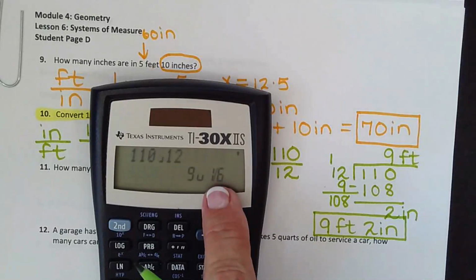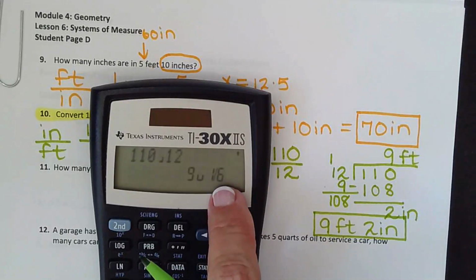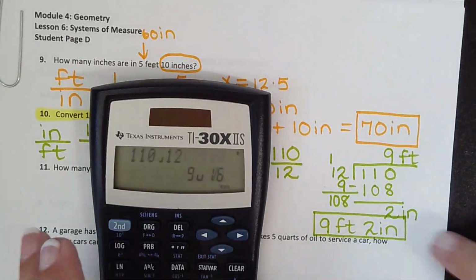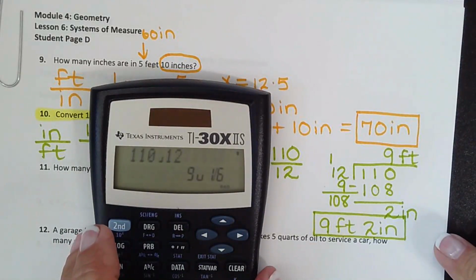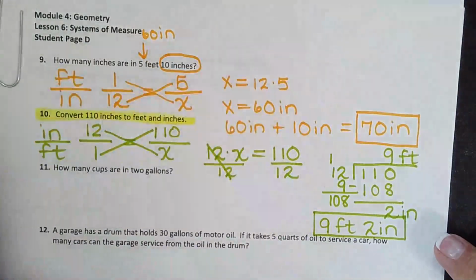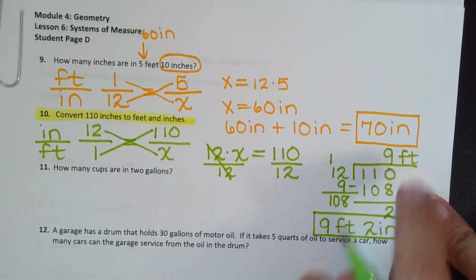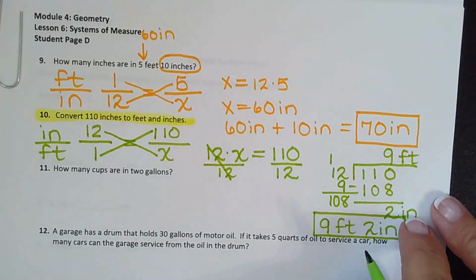Personally, what I would do is multiply this by 2 and this by 2, and that gives me 2/12. Then I would know it's 2 inches. But would the average student know to do that? Maybe, maybe not. So by hand makes it super easy. The quotient is your feet. The remainder are your inches.